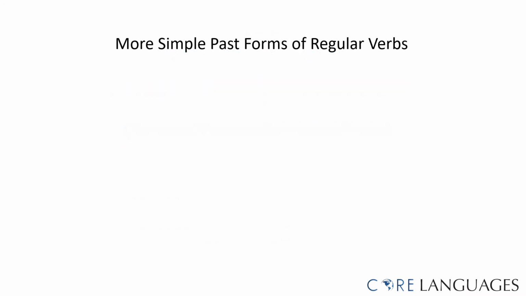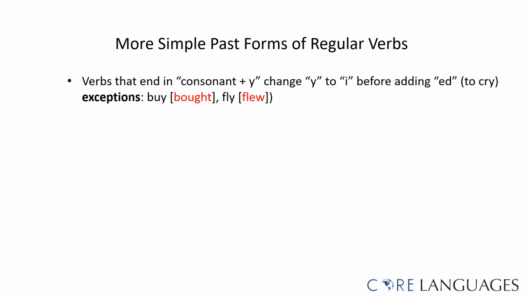Some regular verbs come with spelling changes when conjugated in the simple past. For example, when verbs end in a consonant and the letter Y, we need to change the Y to an I before adding ed. For example, the verb to cry. The baby cried for its mother. Notice that we changed the Y of the verb cry and replaced it with an I before adding ed.